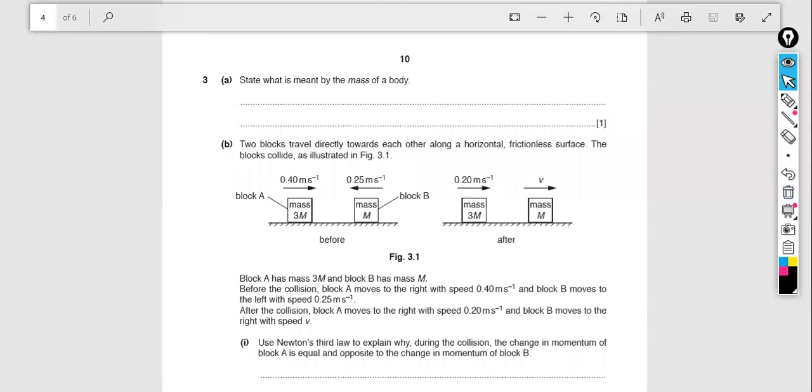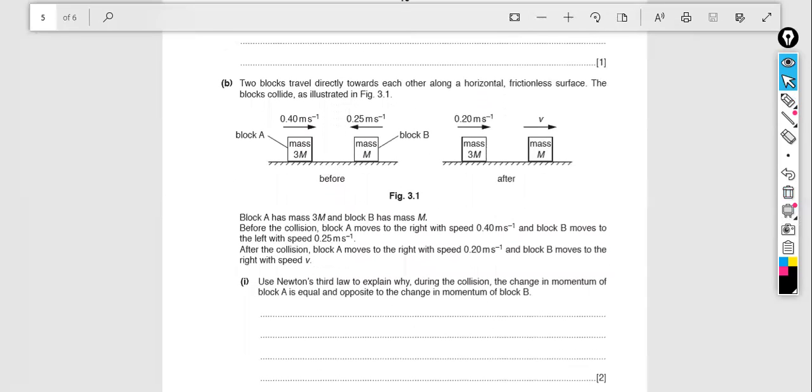State what is meant by the mass of a body. The mass of a body is the amount of matter it possesses. Okay, mass is the amount of matter. We measure mass in kilograms. And then remember that mass is inertia, the tendency to resist change in motion. So all those are good ways to think about mass.